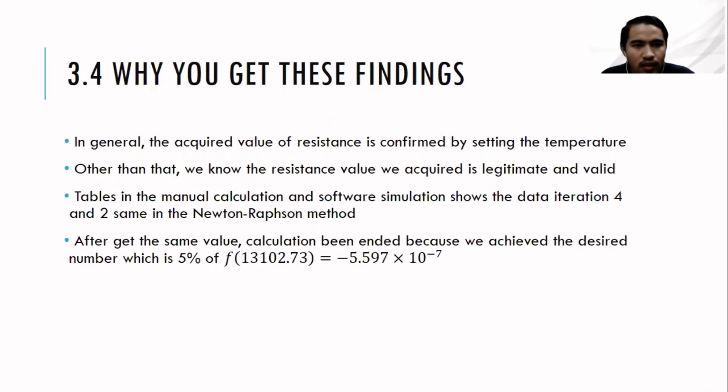So the last one is, why do we get this finding? Because in general, the acquired value of resistance is confirmed by setting the temperature. Other than that, we know the resistance value we acquired is legitimate and valid. The table in manual calculation and software simulation shows the data, with iterations 4 and 2 in the Newton-Raphson method. And the last one is, after we get the same value, the calculation ends because we achieve the desired number, which is 5% of 13102.73, equal to 5.597 to the power of -7.